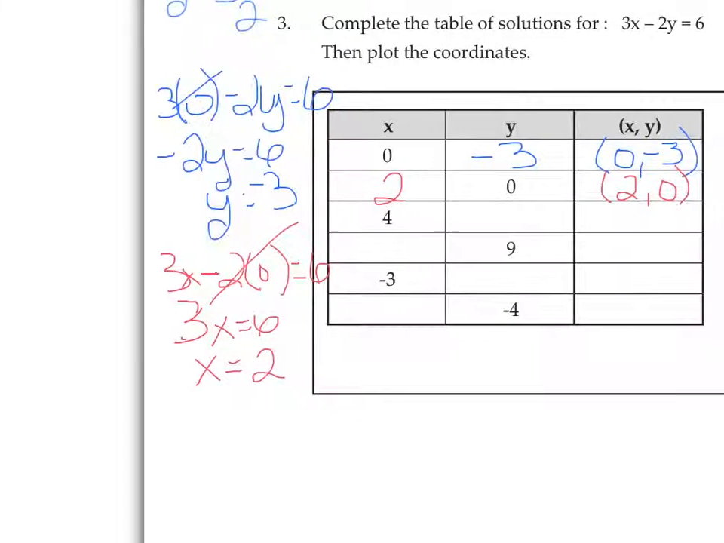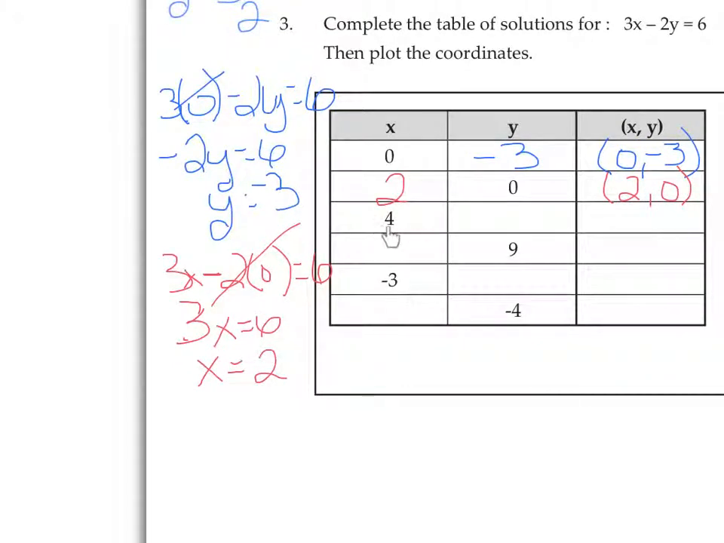All right, the next value we have is x equals 4. So this time we'll plug in 4 for x.